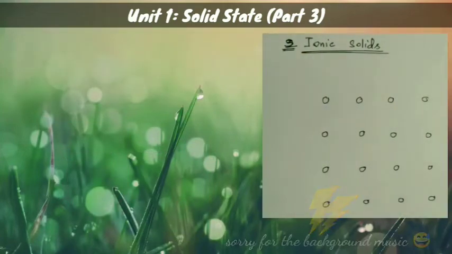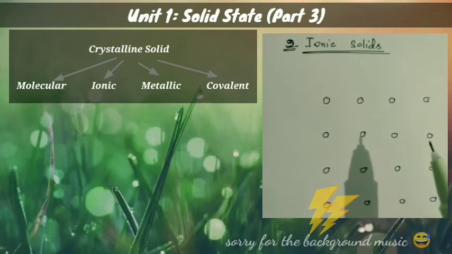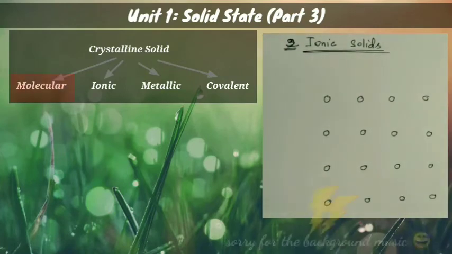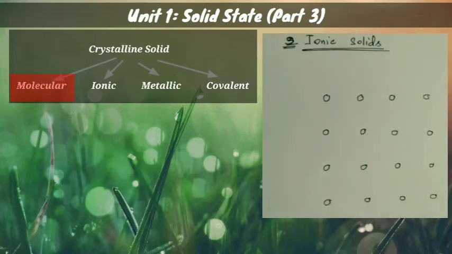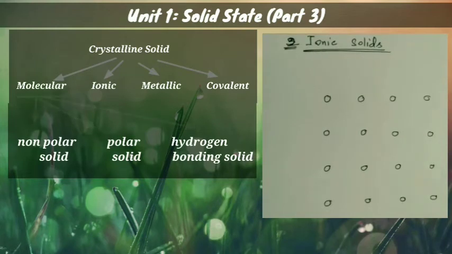So we have discussed the first category of crystalline solids, which is molecular solids, and also their subcategories: non-polar molecular solids, polar molecular solids, and hydrogen bonded molecular solids.